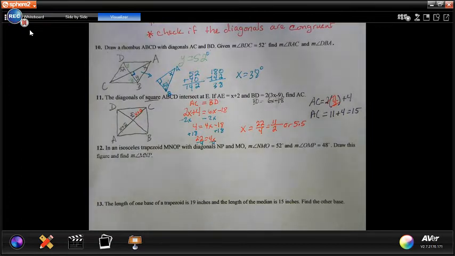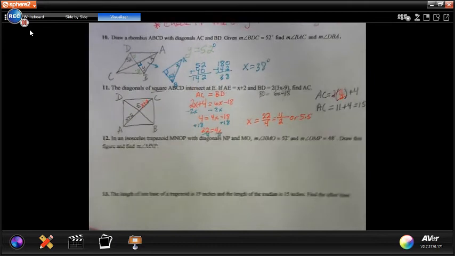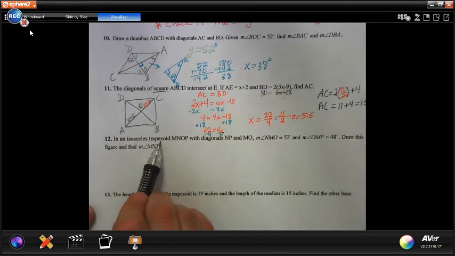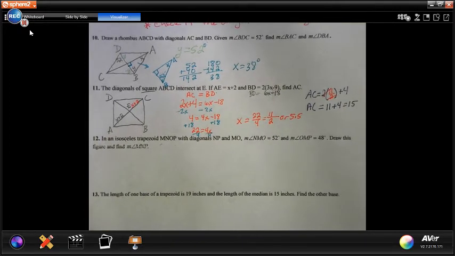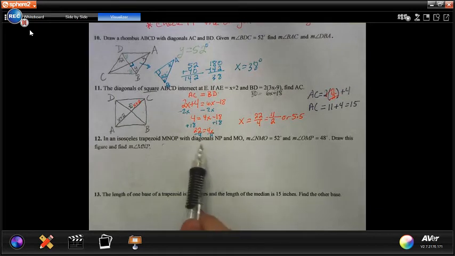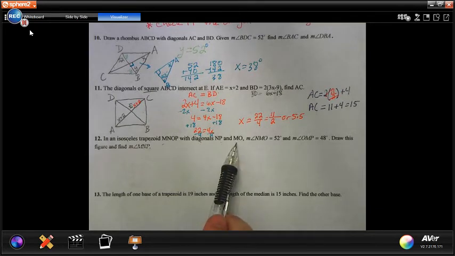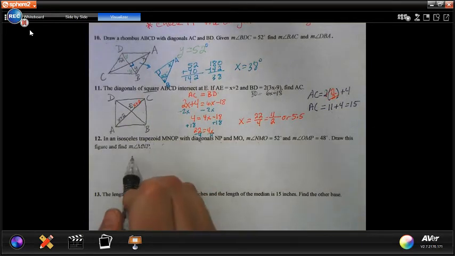Okay, number 12. Okay, here we go. We have an isosceles trapezoid. So we have to break out our isosceles trapezoid rules. MNOP, it says, okay, I got all the words there. Diagonals NP and MO. So then it talks about these angles. It says draw this figure. So it's helpful to draw the figure.